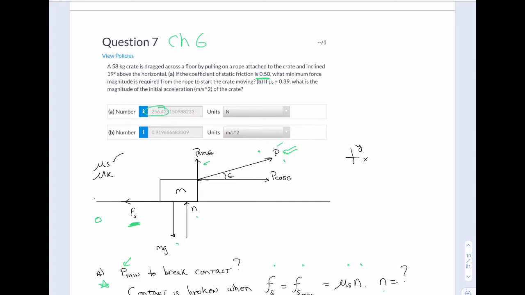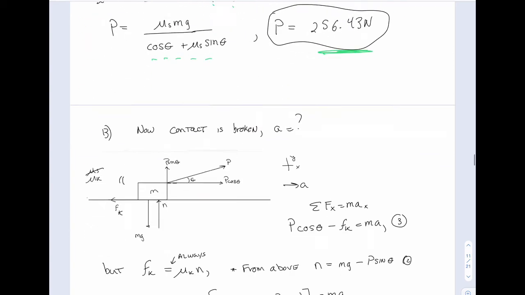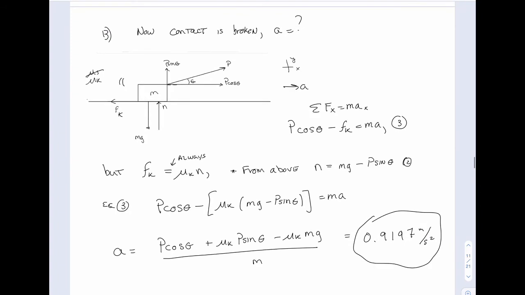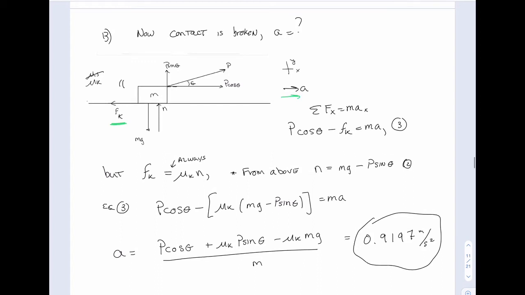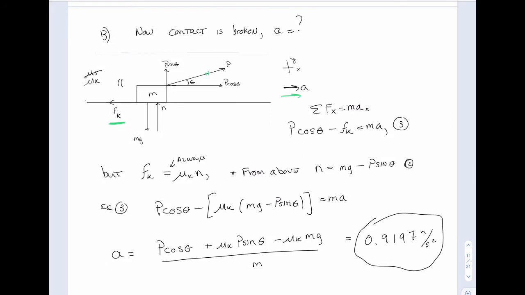Now they say contact now breaks. If mu sub k is 0.39, what acceleration does this thing now get? So I have the same picture. Now contact's broken, so this is now kinetic friction, and it is accelerating to the right. I want to find the acceleration, so that's a Newton's law problem. I've got the picture, forces, coordinate system, and I broke up force P.